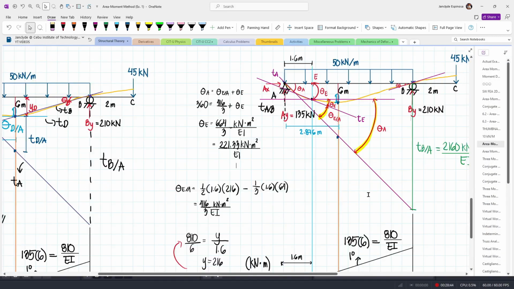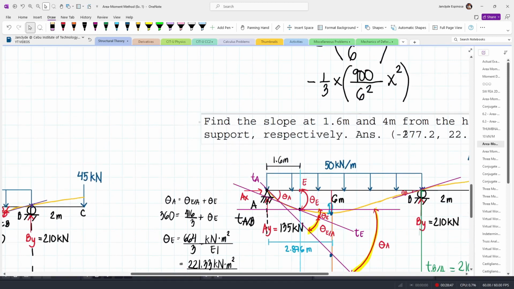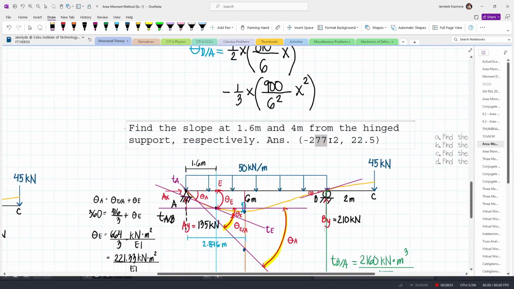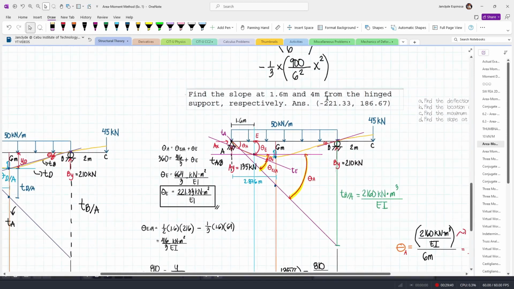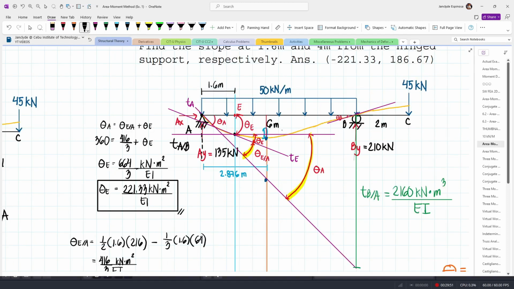Let's try to check. Okay. Mali pala yung nandito sa answer key. This is minus 221.33, and then for the slope at 4 meters from the hinge support, we have 186.67. Yan. And so ito na yung sagot natin. Ito yung slope at E, and then dito naman tayo sa slope at 4 meters from the hinge support, which is andito sa point na to.